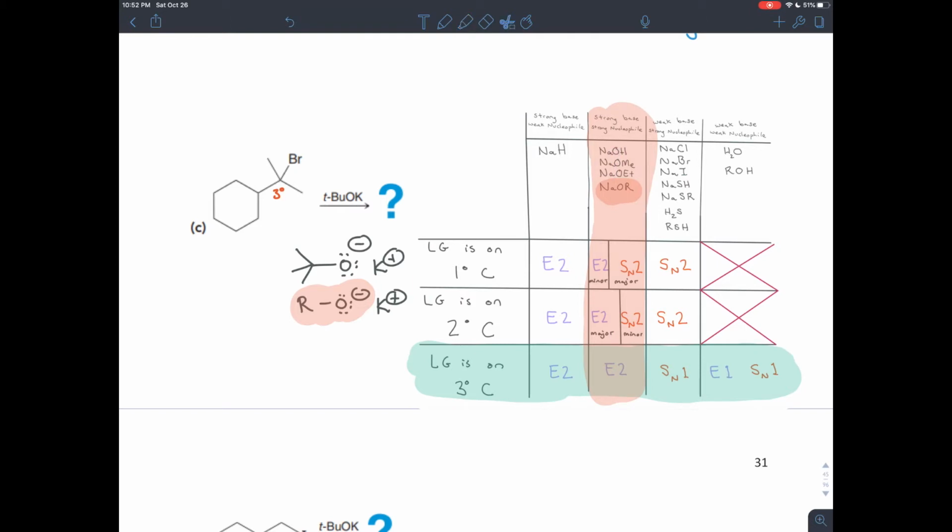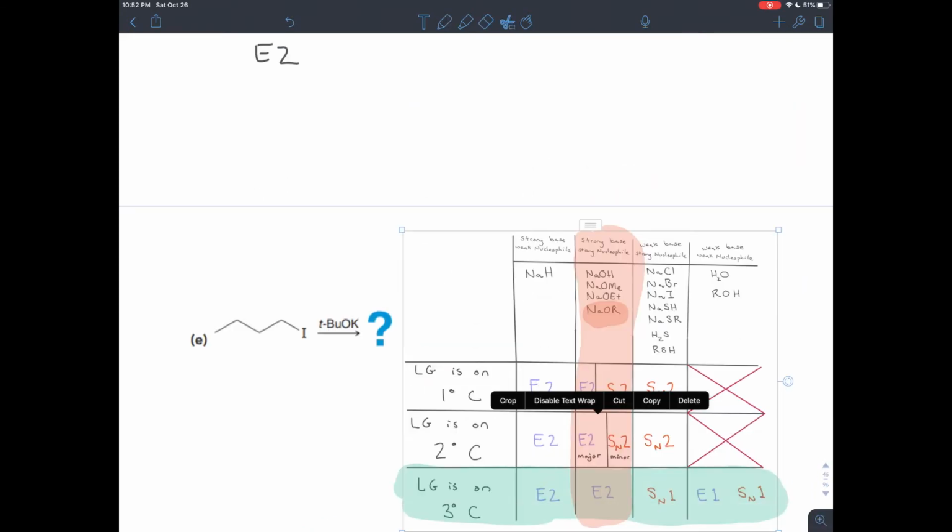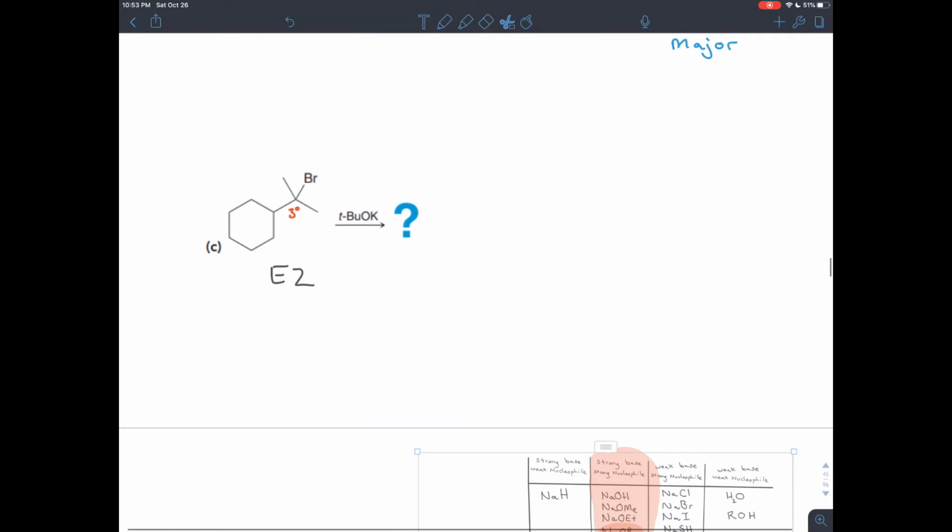Now when you have a strong base and a strong nucleophile interacting with a leaving group on a tertiary carbon, the only mechanism you'll get is the E2 mechanism. So whatever products we get, it'll be the products we get through an E2 mechanism. Okay, well, we can redraw this reactant.